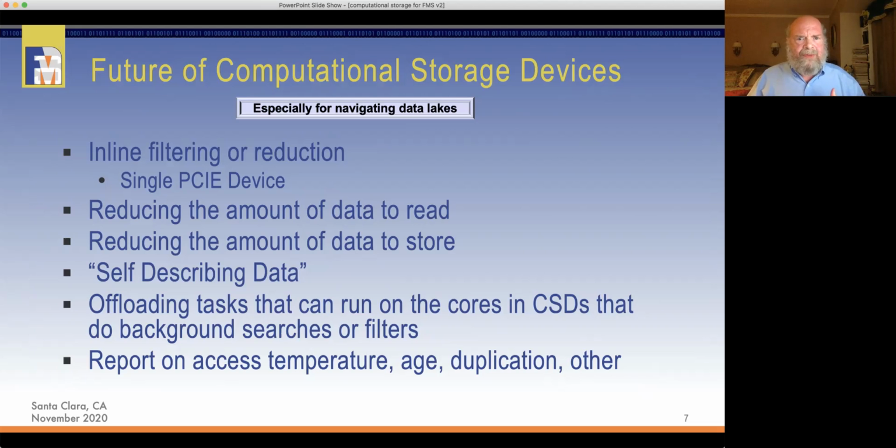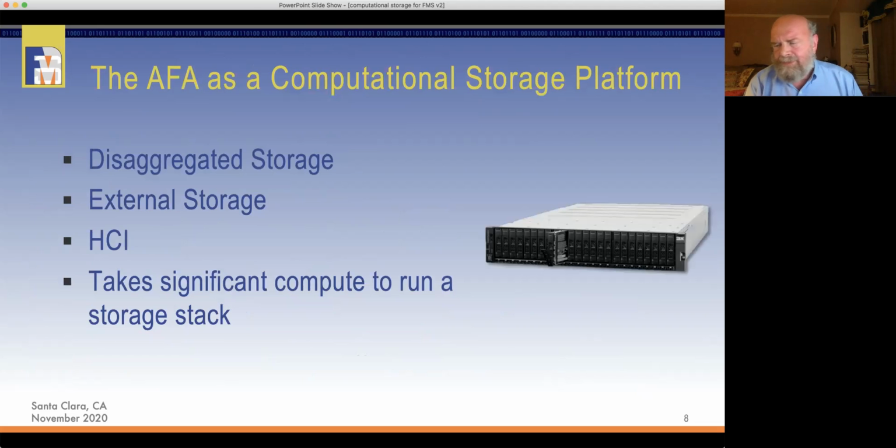What's also, I think, very possible is to take tasks which today take quite a bit of processing and offload those onto cores inside the computational storage device. And they can do background searches, filters, and really background jobs, software that can run, or functions in the FPGA. You can imagine reporting on access rates, age, the deduplication like we talked about, many different things that can be done in the CSD.